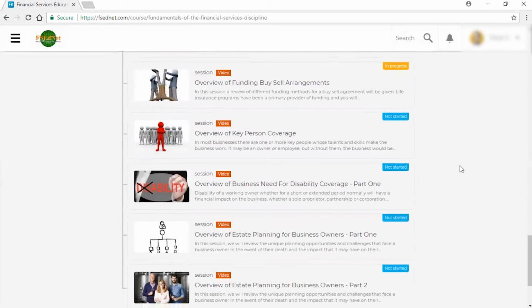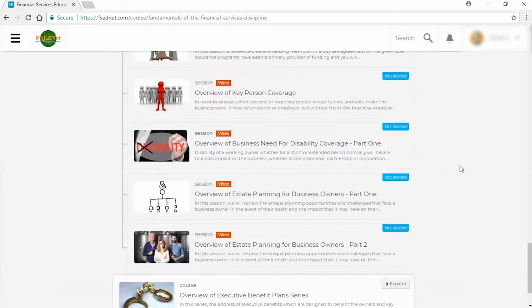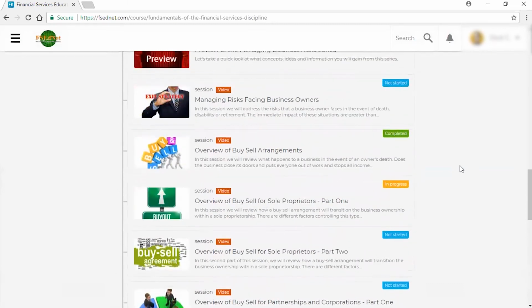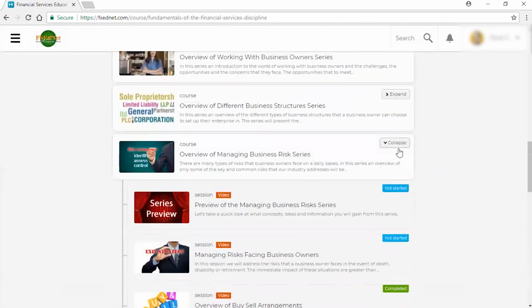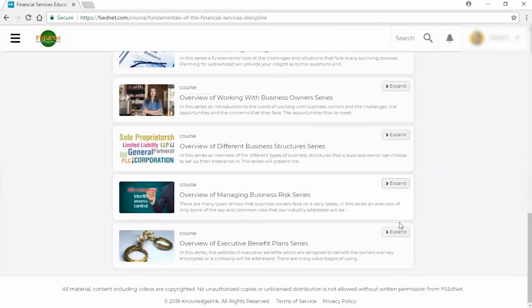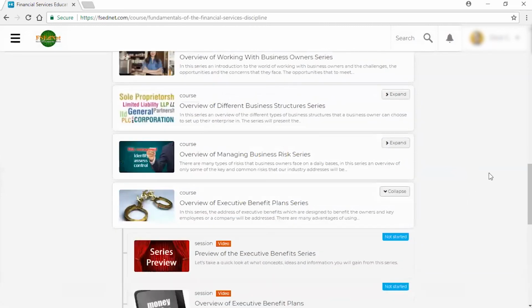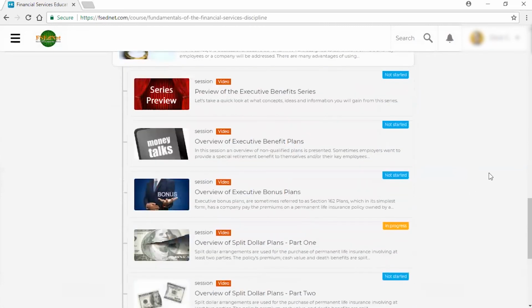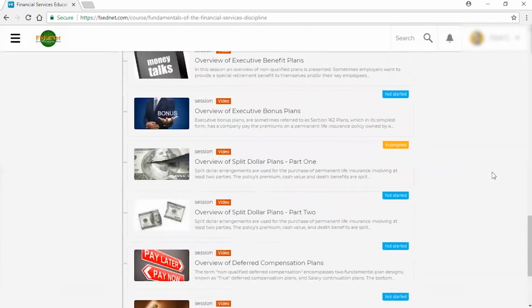We will complete this series by understanding how a disability of an owner or key person can have a devastating effect on a business and the additional factors that a business owner needs to take into account when preparing their estate plans. The next course is on understanding executive benefits, which are often referred to as a non-qualified retirement benefit. We will discuss what they are, how they can be designed and funded, and why they are so popular. We will look at SERP plans, executive bonus plans, split dollar, and deferred compensation.